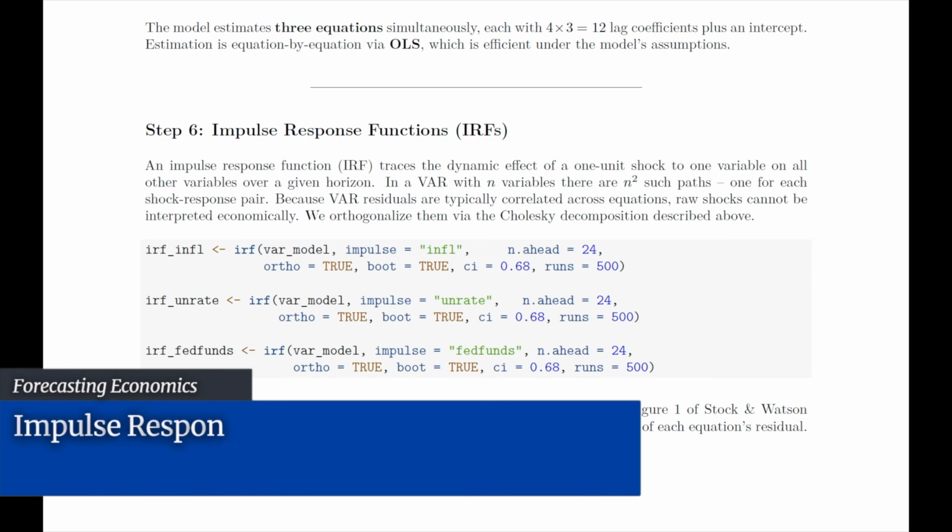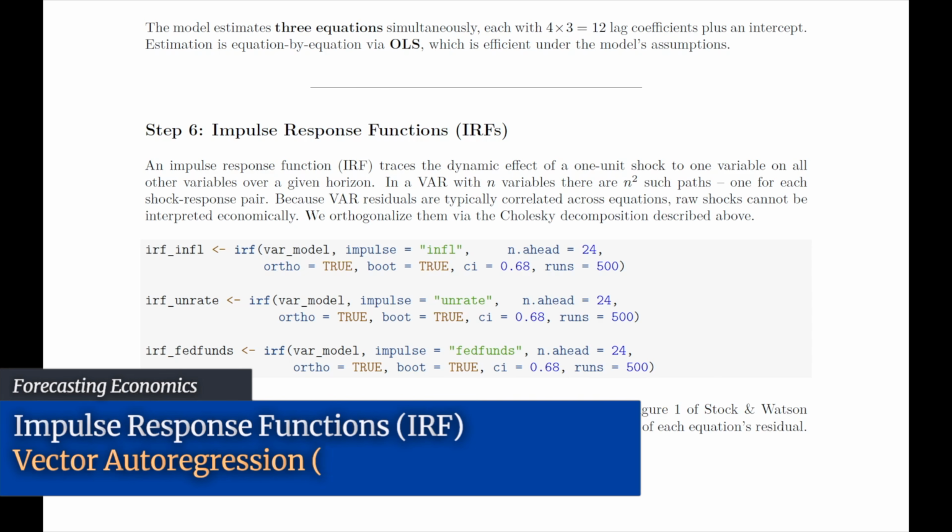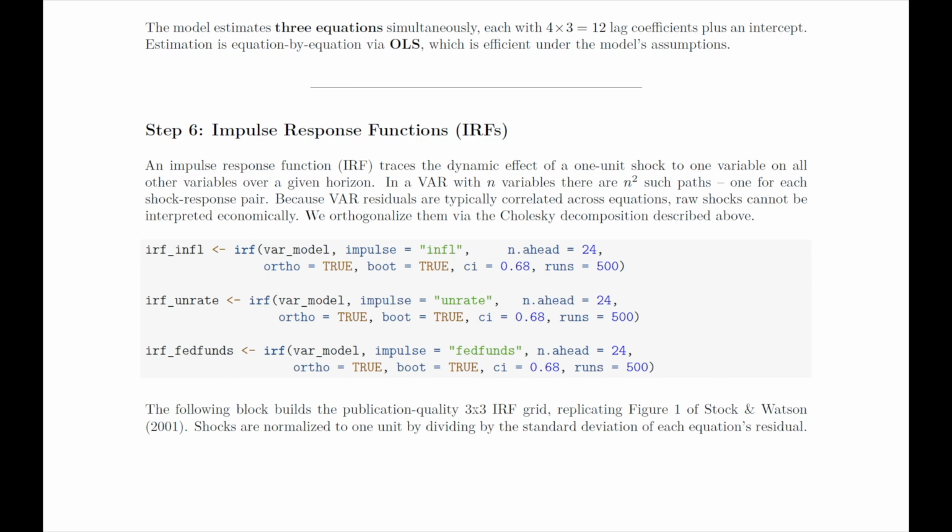Now let's move to impulse response functions. An impulse response function traces the dynamic effect of a one-time shock to one variable on all the variables in the system over time. To build some intuition, suppose there is a shock to inflation today. We can then ask, how does unemployment respond? And how does the central bank react through the federal funds rate? So an impulse response function allows us to track these responses over a given horizon, for example, in the next 24 quarters. Now I'm going to go into R and implement the impulse responses.